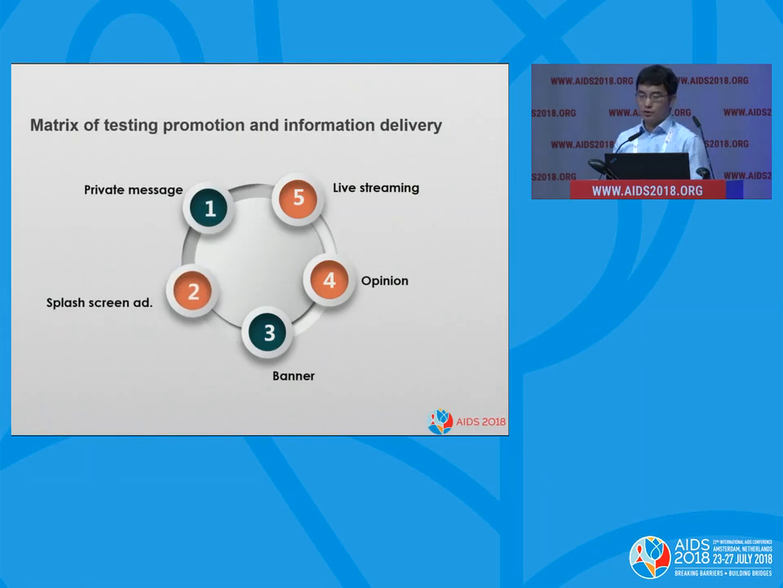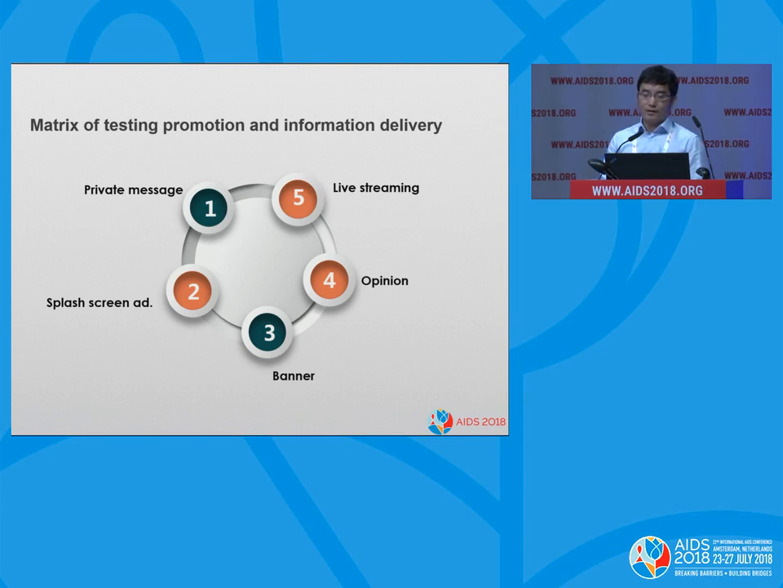So this is the matrix we use to promote HIV testing and to deliver information. We use a private method, which is point-to-point, and we can send out text messages to all of our users in Beijing city. We also developed 13 splash screen ads, which stay on the screen for about 3 to 5 seconds once you open the app. So it gives us another channel to deliver the information.